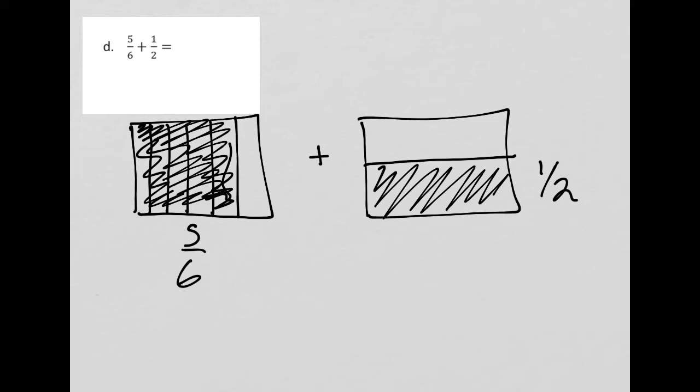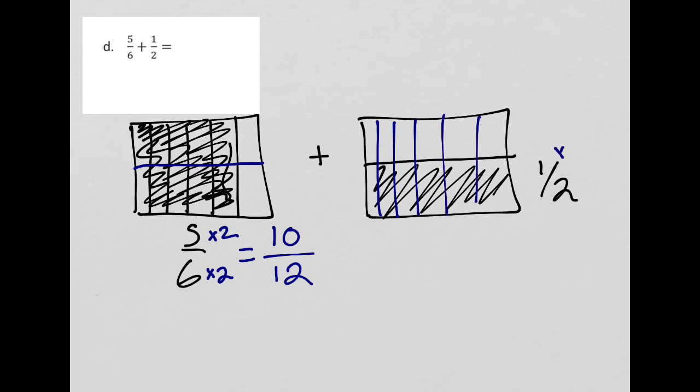So let's make some common denominator equivalent fractions. I'm going to take this 5/6 and split it in half, which means I'm going to times both my numerator and my denominator by 2 to get 10/12, because I have 10 pieces now out of 12. And I'm taking my 1/2 and I'm going to split it into sixths. So I'm going to times by 6, times by 6, and I get 6/12. Because now I have 6 pieces out of 12.